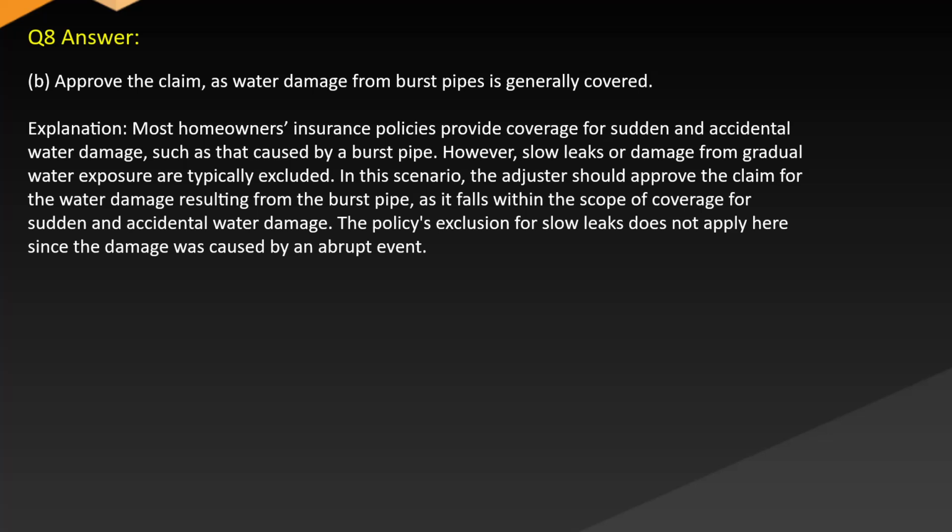typically excluded. In this scenario, the adjuster should approve the claim for the water damage resulting from the burst pipe as it falls within the scope of coverage for sudden and accidental water damage. The policy's exclusion for slow leaks does not apply here since the damage was caused by an abrupt event.